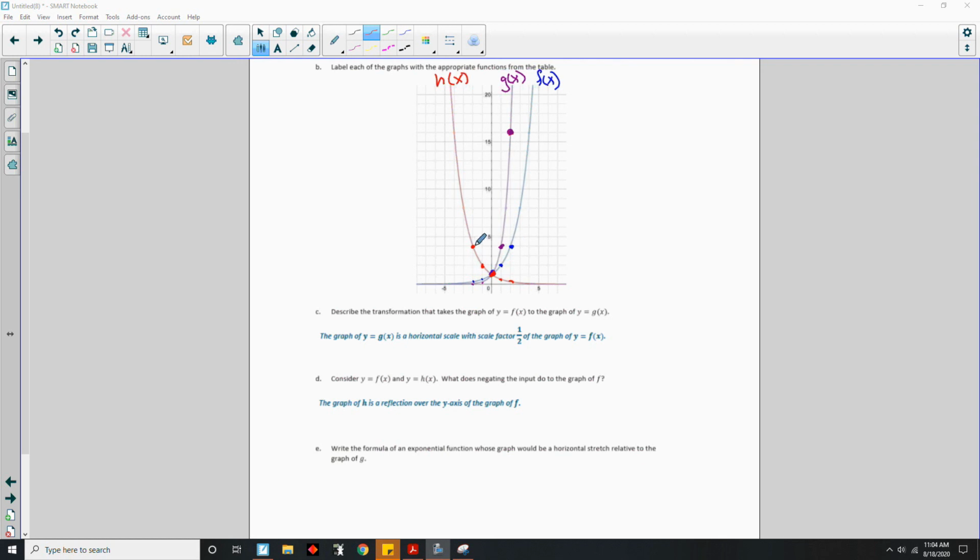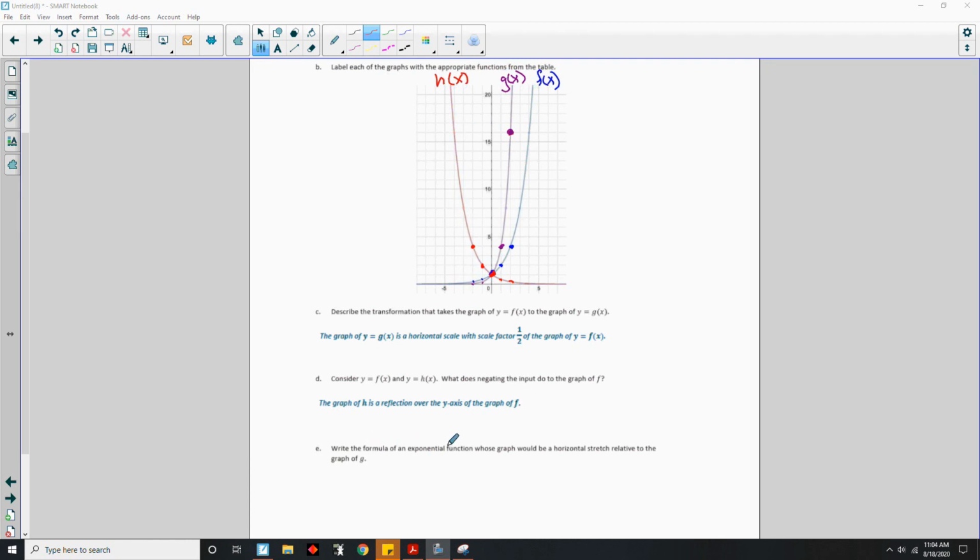Go over 2 more, you're at h of x. Up here, 1, 2, 3, 4 units from the y-axis. 1, 2, 3, 4 units from the y-axis. So this is a reflection about the y-axis.